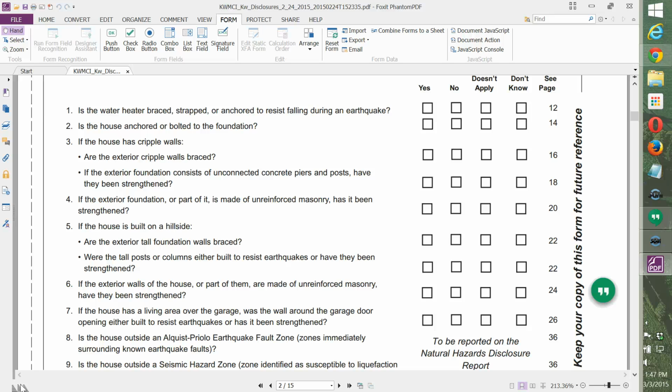A cripple wall is when you have a foundation, basically some wooden posts that are up, and then the floor is on top of those wooden posts. The problem is, think of crutches. If there's an earthquake, they go back and forth and fall over. If you saw pictures during the big earthquake, like in the Marina District, where homes were leaning on their side, they had cripple walls.